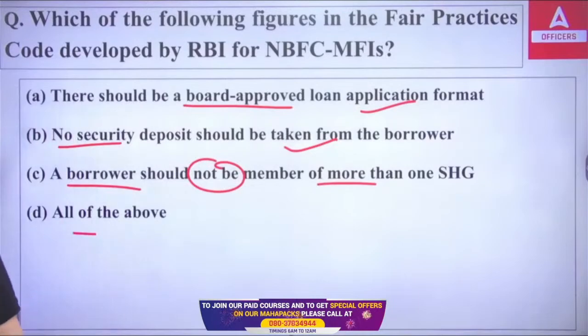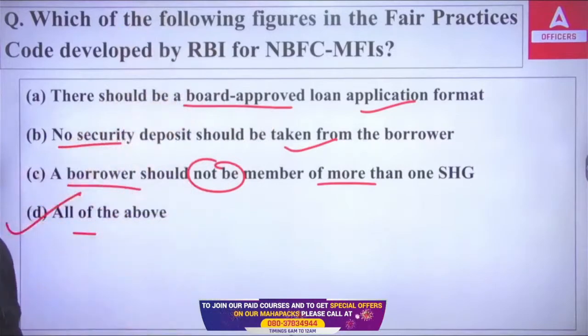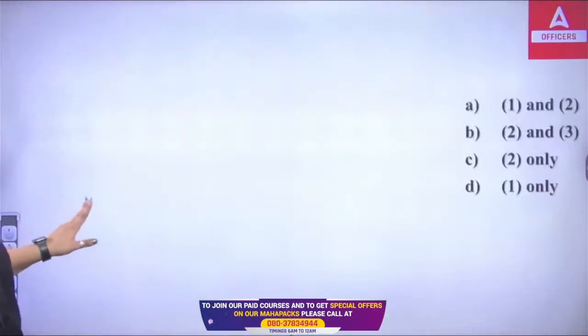So which of the following is a part of the Fair Practice Code developed by RBI for the NBFC MFIs? And the right answer is all of the above. They all are going to help under the NBFC MFIs. So this Fair Practice Code has been given by RBI and has to be followed by them to provide better services to the customer. Right answer is D.